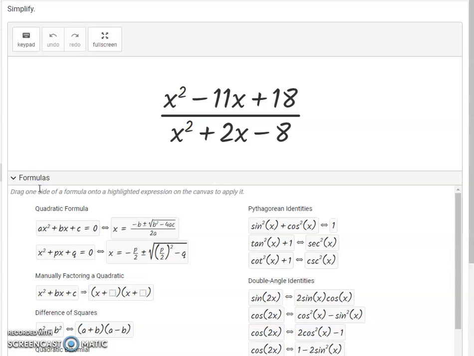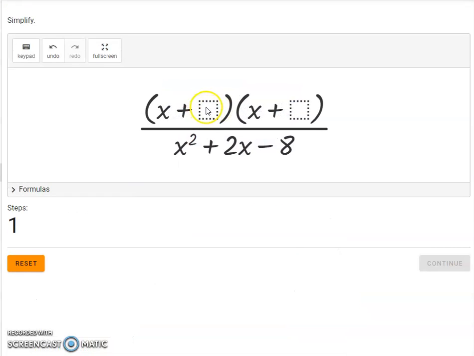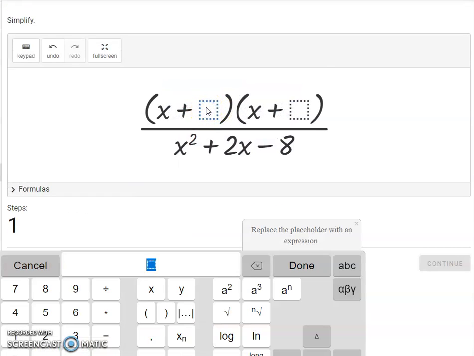So again, trying to figure out what numbers or what factors to choose here. So using the tool to manually do this, so v minus 9 and v minus 2. Oops.